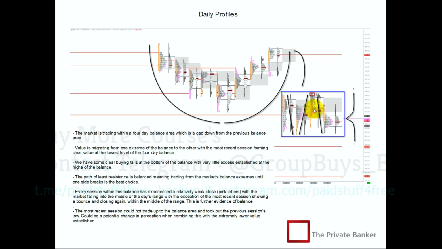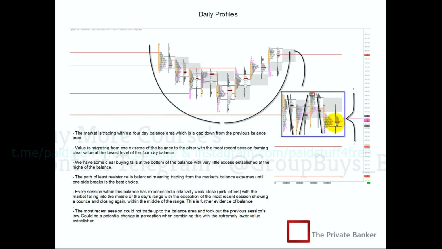I wouldn't say this is necessarily a weak close, but what it's showing us is that there's no conviction to trade higher quite at this point. So it just falls back into our overall balance area. And then the last thing, the most recent session could not trade above the balance area and took out the previous session's low. So we opened all the way up here and really had no follow through there, came down, took out that previous low. But of course, once we did reach the lower end of our overall balance, buyers stepped in again.